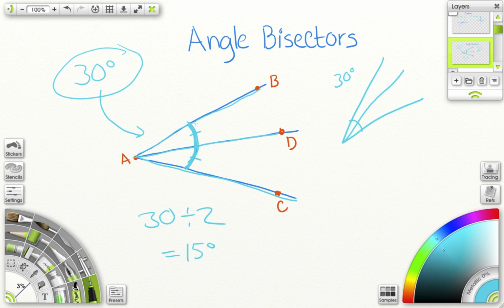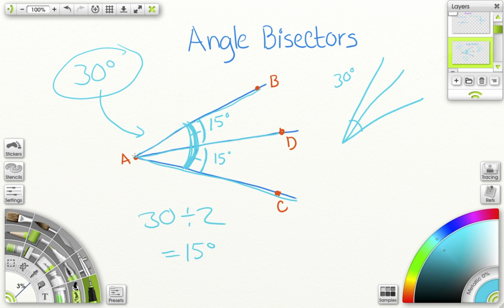So that means each of these smaller angles right here, 1 and 2, are 15 degrees each. And in total, it's 30 degrees. So 15 plus 15 equals 30. That's how I know I have it right in the middle. Okay, so it's basically just dividing that angle in half.